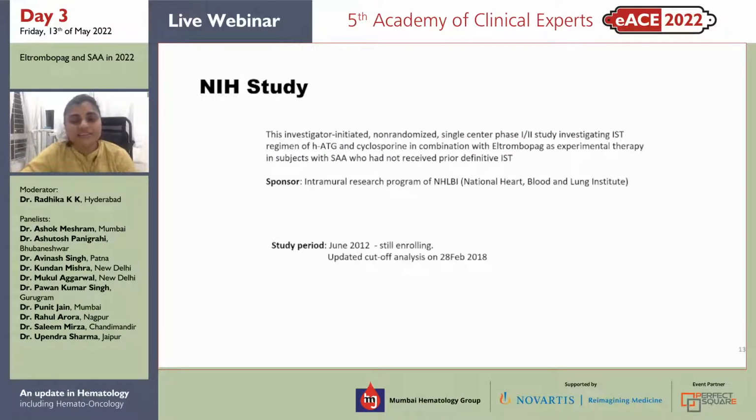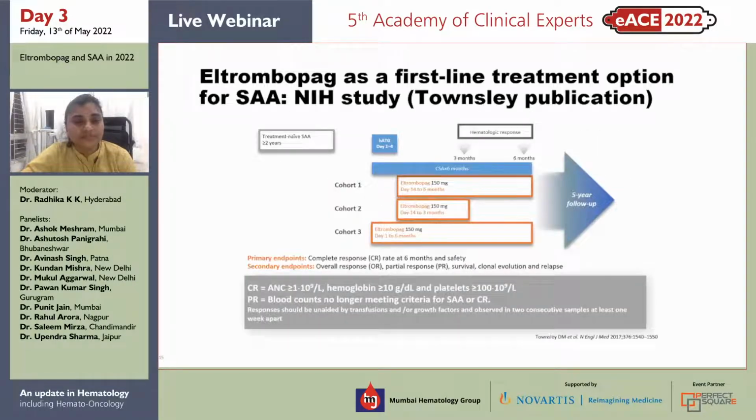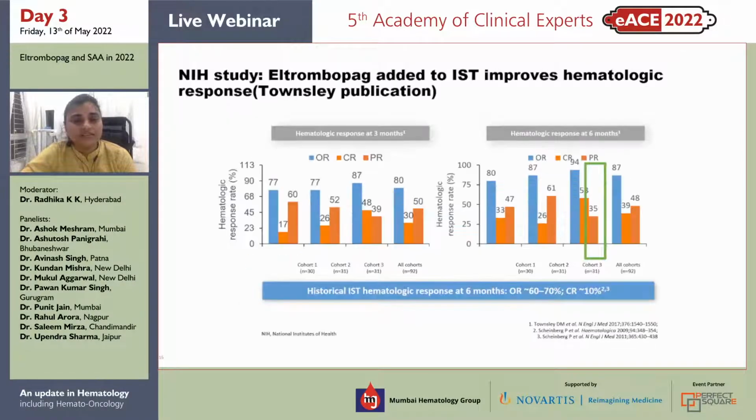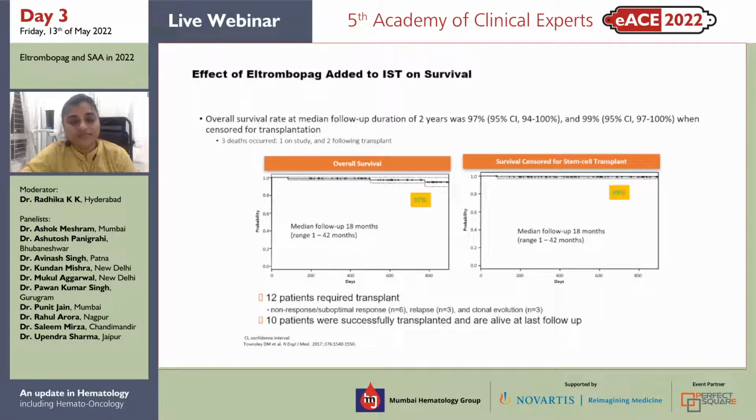So this is the literature, everyone knows. I'm not going to go through this. Next slide, please. So this NIH paper showed a 94% robust overall response, a significant response equivalent to BMT.